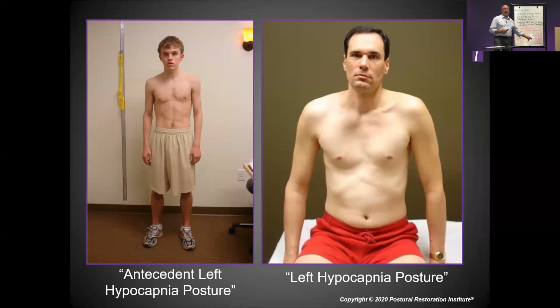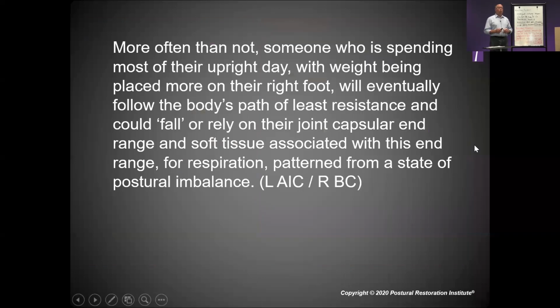The carbon dioxide in that individual is limited because of the way his chest wall is operating and the way the lungs cannot function. More often than not, someone who is spending most of their upright day with weight being placed more on their right foot will eventually follow the body's path of least resistance and could fall or rely on their joint capsular end range and soft tissue associated with that end range for respiration patterned from a state of postural imbalance. So our physiology is directly tied to our postural end range ease.